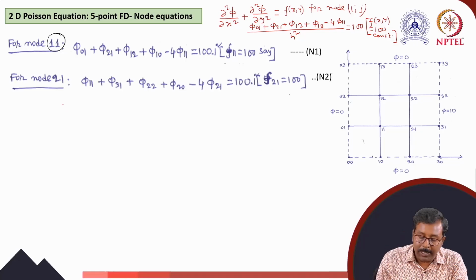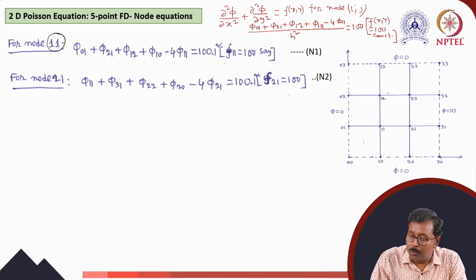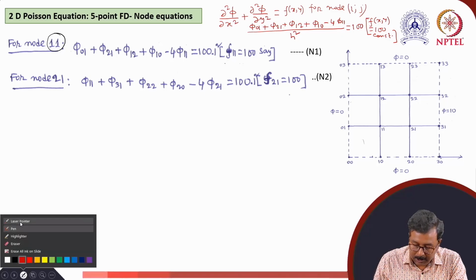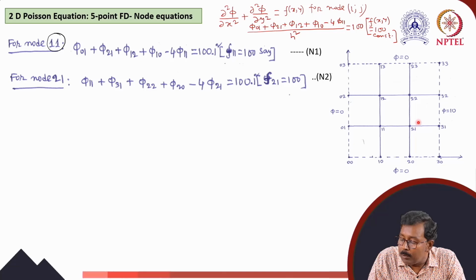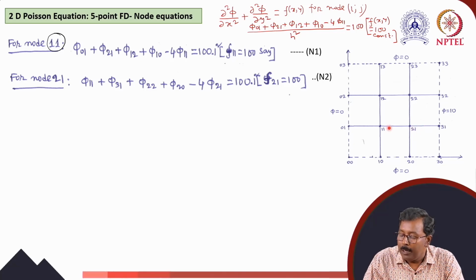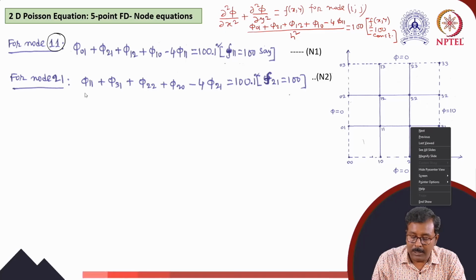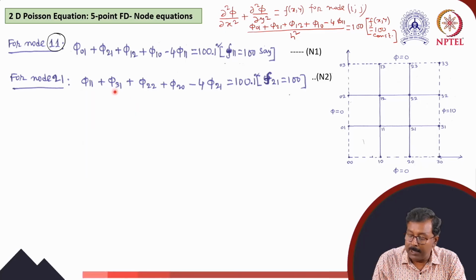Similarly for node 2 1, this node. What is the node 2 1? This is node 2 1. For this node we again get phi 1 1 plus phi 3 1 plus phi 2 0 plus phi 2 2 minus 4 into phi 2 1 is equal to 100 into 1 square.